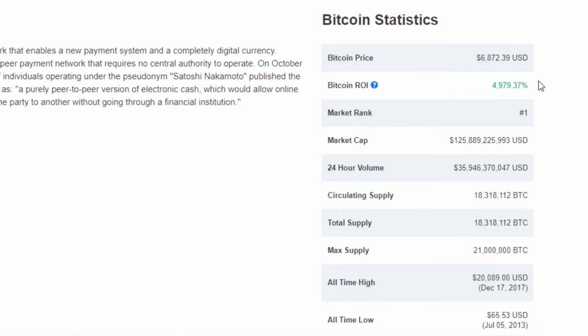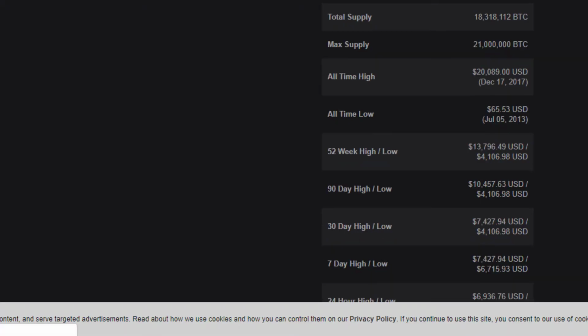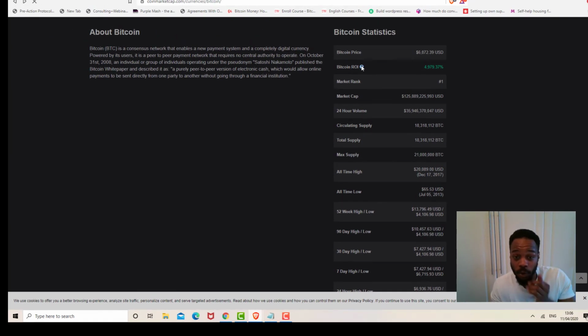So if we look here, the current Bitcoin price is £6,872.39. Again, this is fluctuating based on the recording. However, if you'd got into Bitcoin from its initial inception date, you would have realized a 4,979% return on investment. So that's unbelievable. That's astronomical. Again, what it's saying there is if you'd bought your first Bitcoin, for example, at $1 and today's price being at $6,000, that's a realization of 4,000%, nearly 5,000% increase.